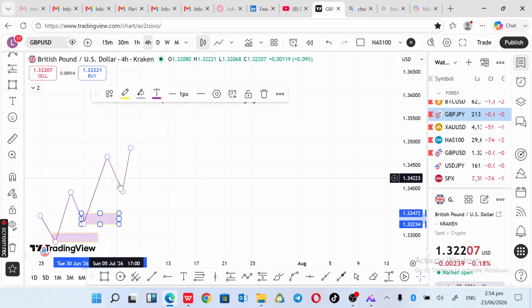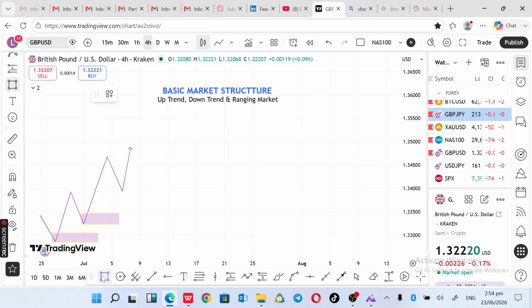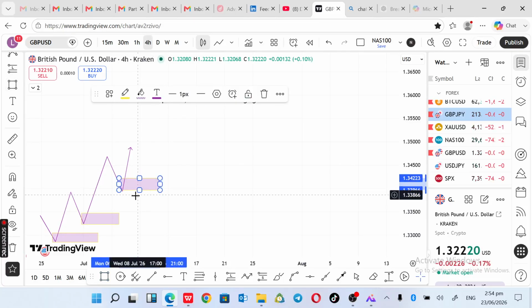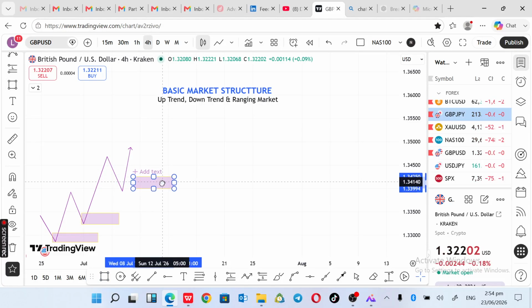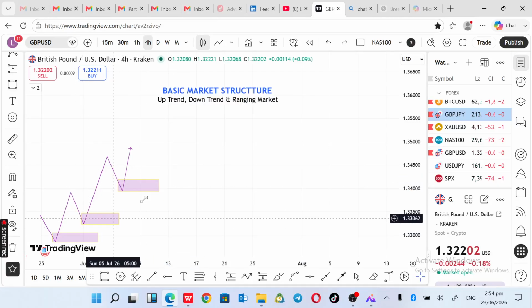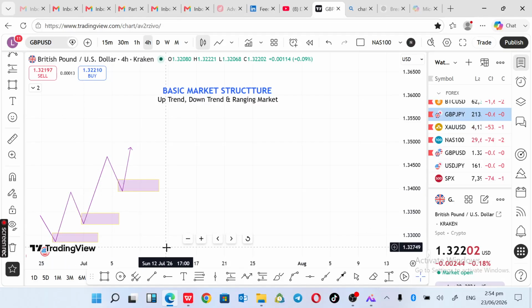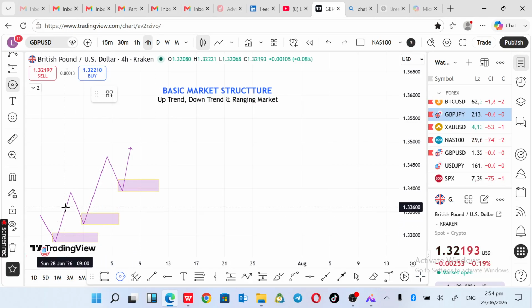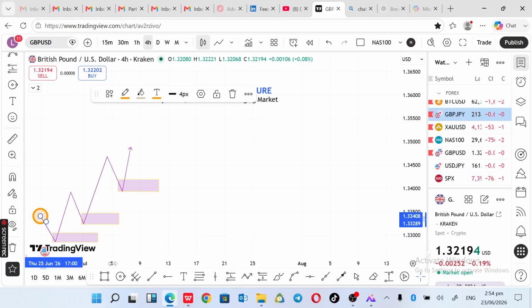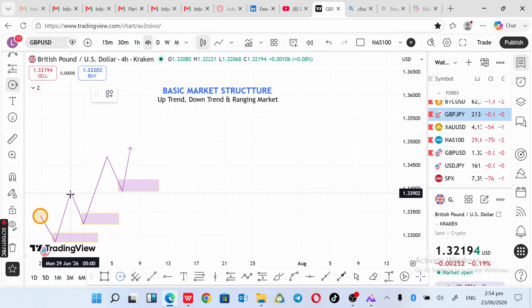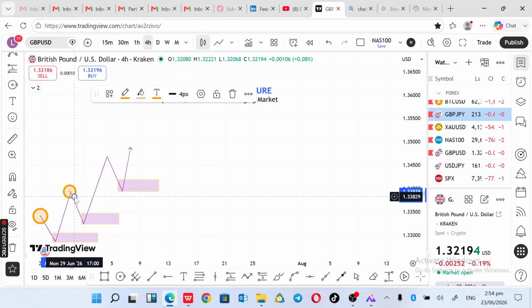Now the market pushed up again and created a new low. This new low that the market created here is higher than the previous low. So we call these higher lows. Now you notice the highs. Anytime the market creates a new high, it's higher than the previous high. Now we have a high here. So the market pushed up and created a new high over here. Now this is called the higher high.